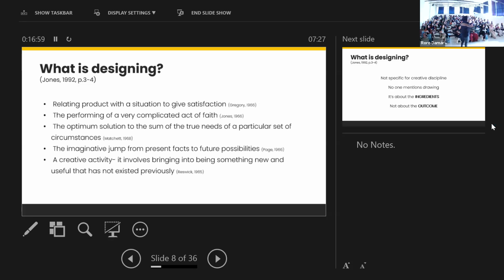Relating product with a situation to give satisfaction. So you understand the situation and then you give the product to solve it in a satisfying way.